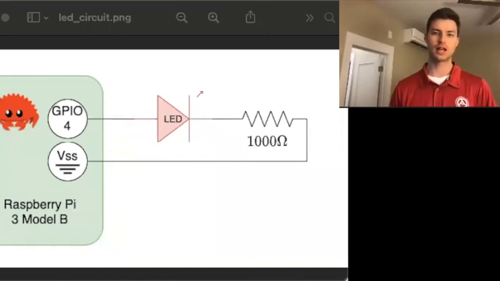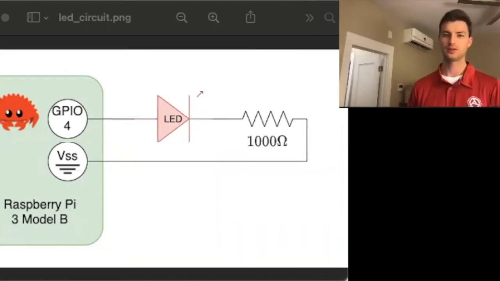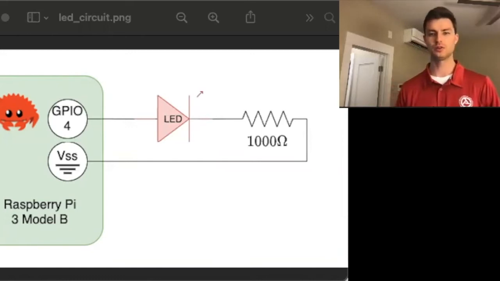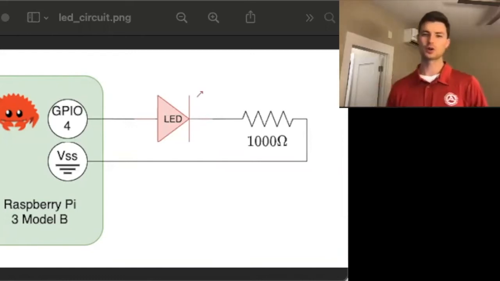I'm a member of the Alabama Astrobotics team, and today I'm going to be walking you through a project on how to blink an LED using a Raspberry Pi. The programming language we're going to use is called Rust. It's a new and upcoming language.